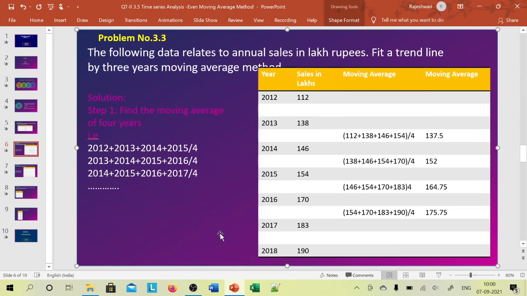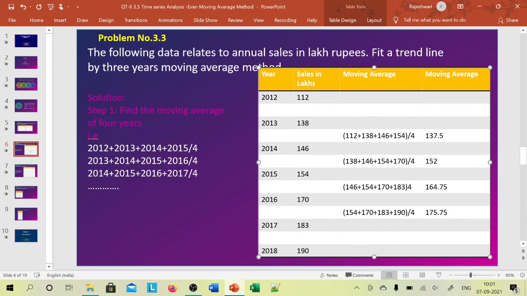So here, I hope you can easily do these kinds of moving averages. I hope you are now able to identify the difference between odd and even numbers. If it is odd numbers, we can directly take the middle year and write against it. But in case of even numbers, we cannot write against the middle year because we cannot find the middle year. We have to write in between the middle years.